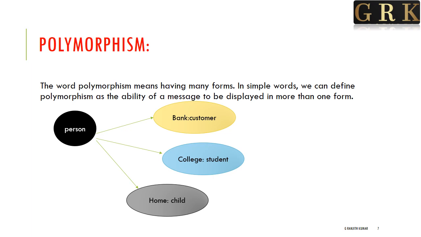That's why we call this property polymorphism. One method performing different operations, so one method having different forms. This concept we call polymorphism.